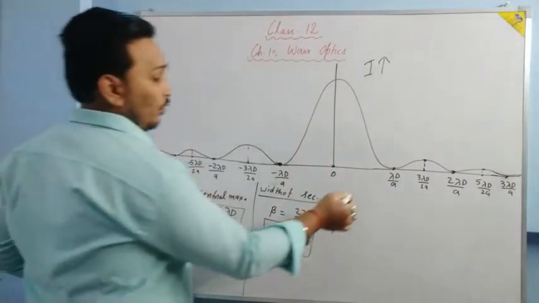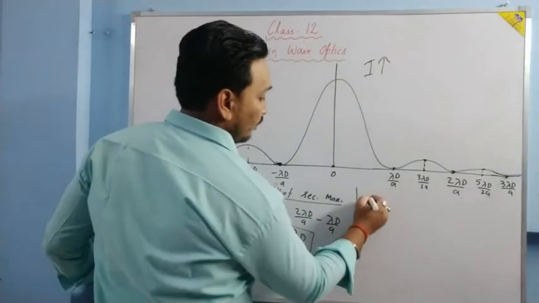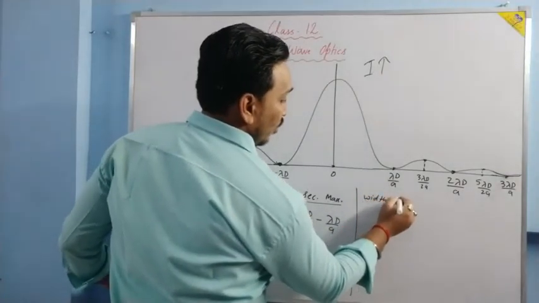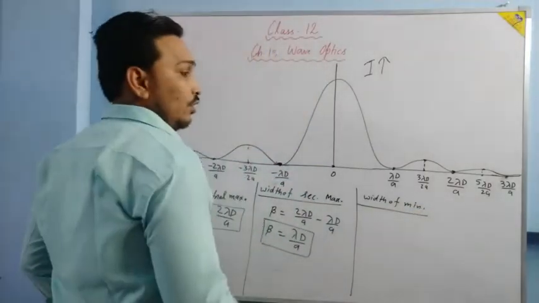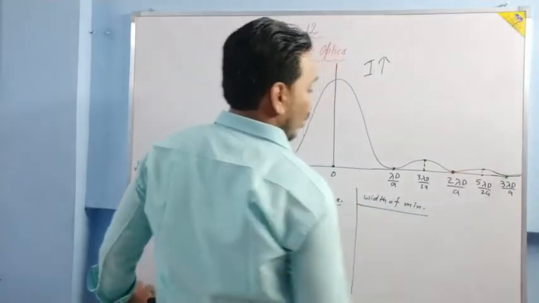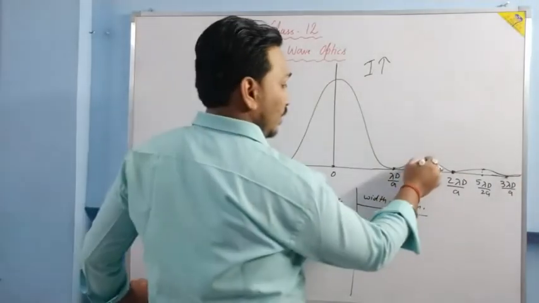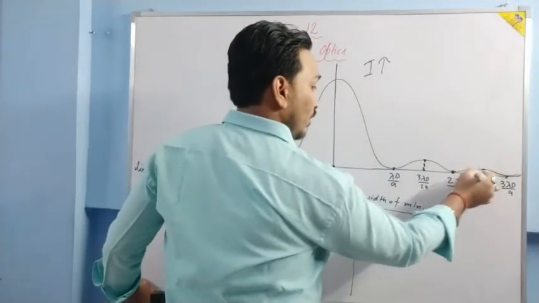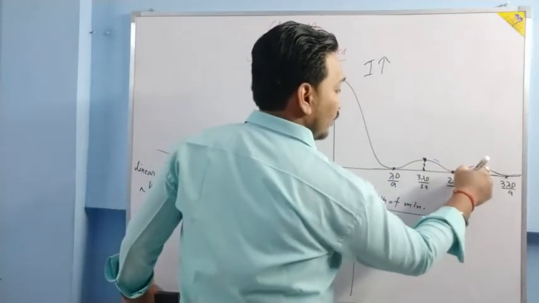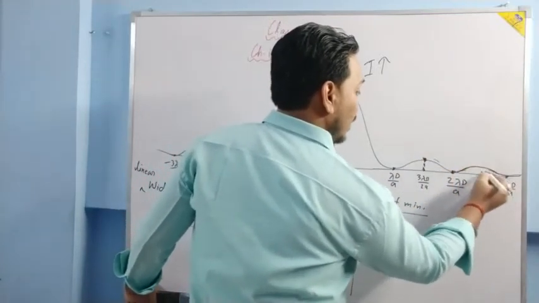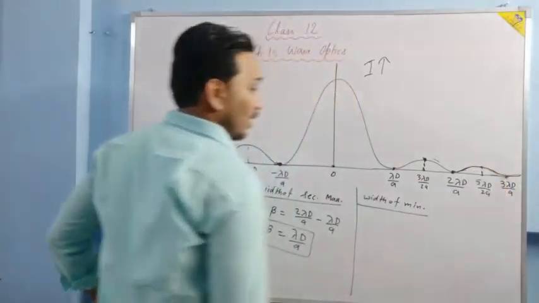Now come to the width of minimum. So this is your minimum. This occurs from this point to this point. From here the minimum starts, and till the light reaches the maximum, the minimum exists till that point.